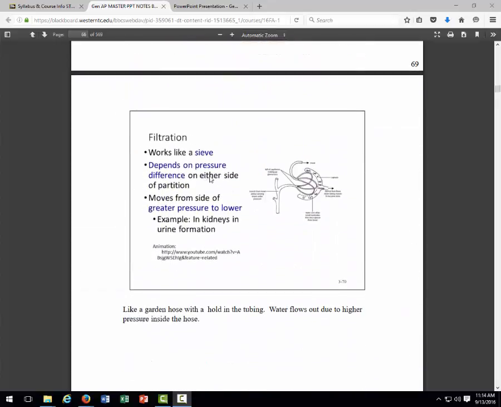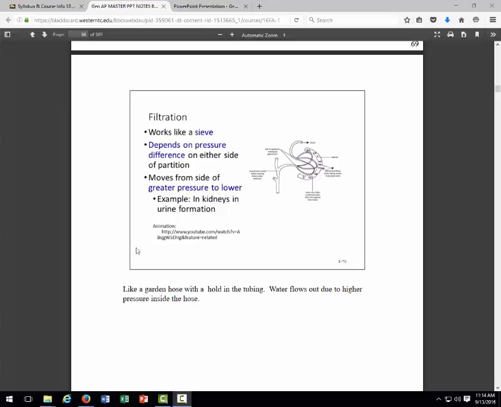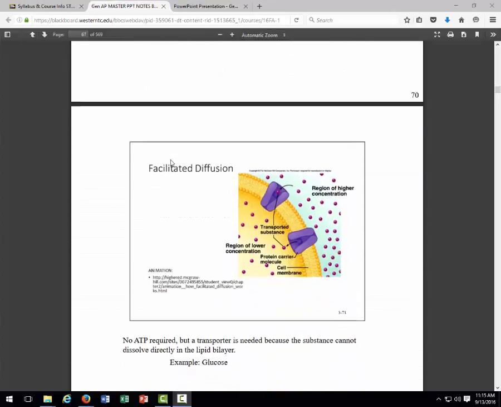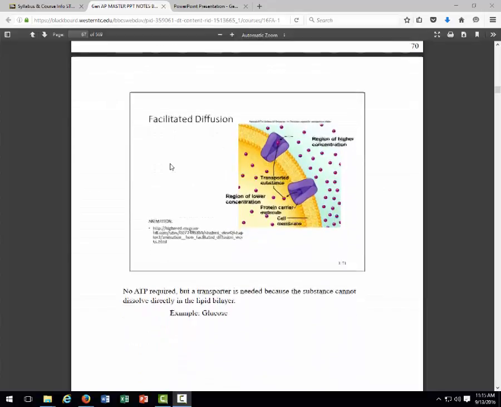Another type of movement is called filtration. Filtration is when there's a pressure difference. So in the kidneys, blood pressure is adjusted to make sure we have enough flow of blood into our kidneys to filter out the plasma and get rid of waste. So that's a special type of movement from one compartment to another, and that's called filtration. So pressure differences are what drive that. That's not an ATP-requiring process either. It's just blood pressure from one side of the vessel to the other. No ATP for that either.